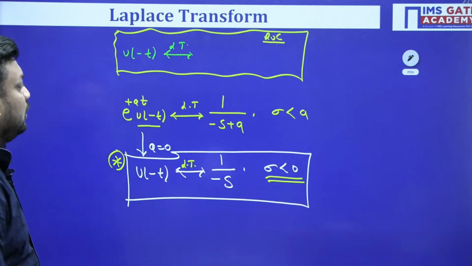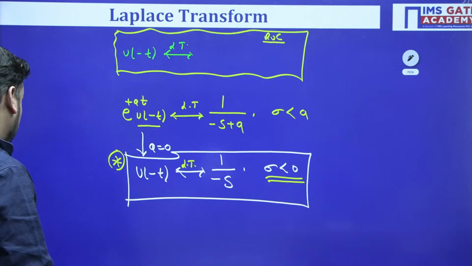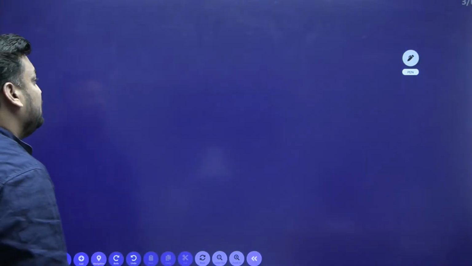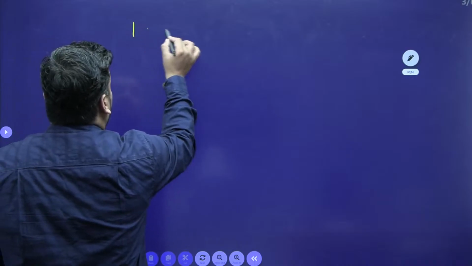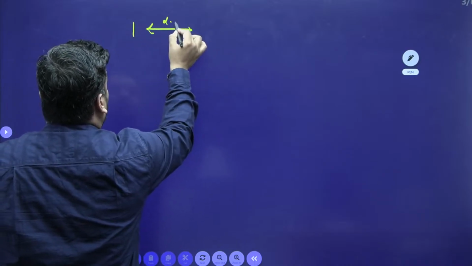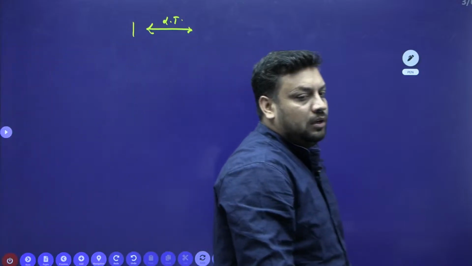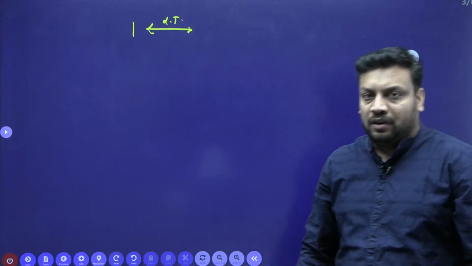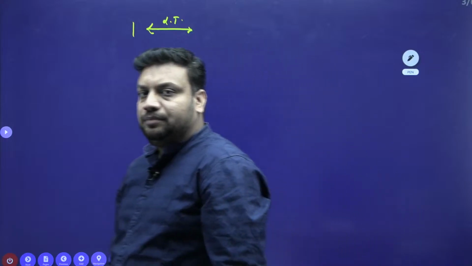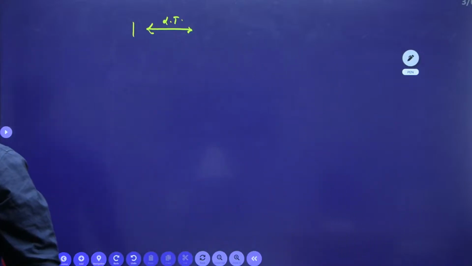So u of minus t Laplace transform is 1 upon minus s. Now tell me, what is the Laplace transform of 1, and what is its ROC? Come on, I'm asking a simple question.